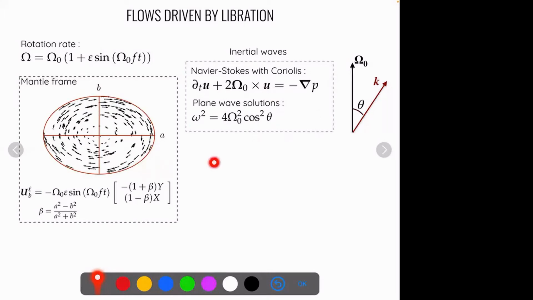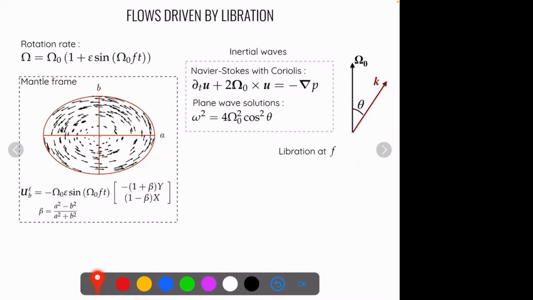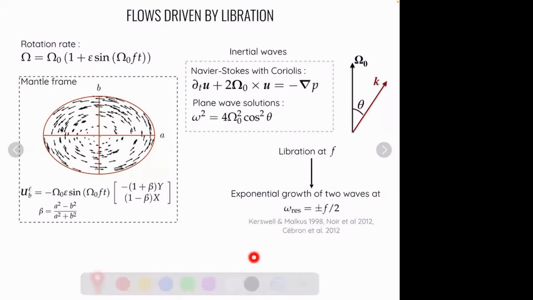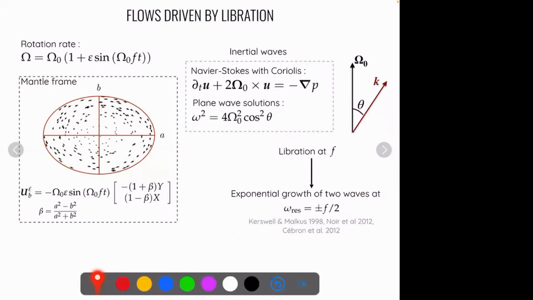And what happens is that when you have libration at a certain frequency f, this tidal flow here excites an exponential resonance of a pair of waves at half the frequency. This kind of instability is called a parametric subharmonic instability. And in this particular case, it's also called the elliptical instability because of the elliptical shape of the flow. So this is quite well known, and has been studied by many people before I started my PhD.